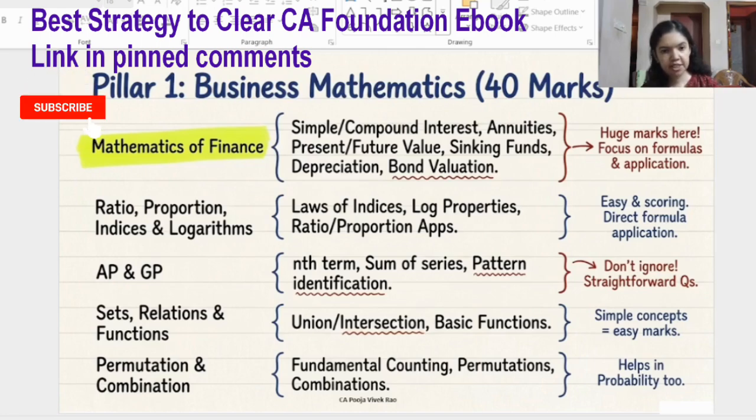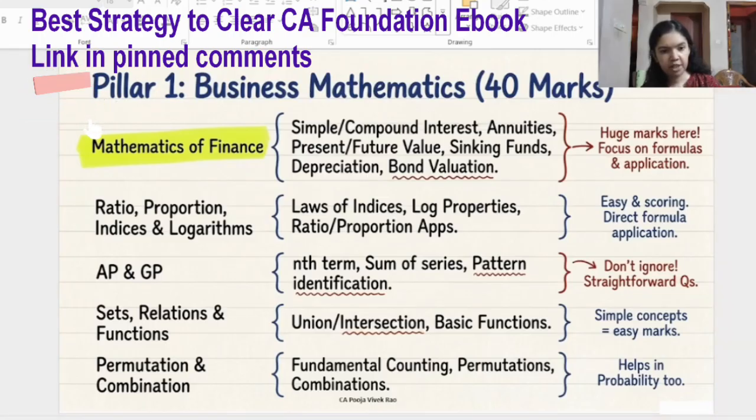The good news here is that a significant portion of the business mathematics section is formula based. Now let's see some of the high scoring chapters. First is the mathematics of finance. This is one of the most important chapters. Important topics here include simple interest, compound interest, annuities, present value, future value, sinking funds, depreciation and bond valuation. This chapter alone can contribute a substantial number of marks. So focus on understanding the formulas and their practical application here.